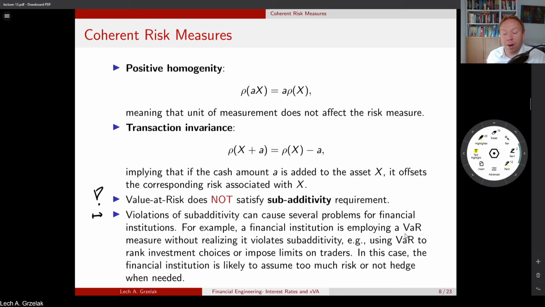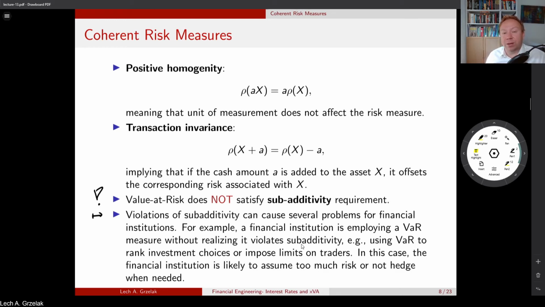So if we apply VAR, but we don't realize that it violates sub-additivity, for example, using VAR to assess investment choices or impose limits on traders, you would see your VAR increase when you would expect it to decrease. This means that you would limit your trader from performing a trade. However, you would logically expect that you are incorporating an offsetting trade, so that should reduce your VAR. And of course, that may have to do with this sub-additivity condition.